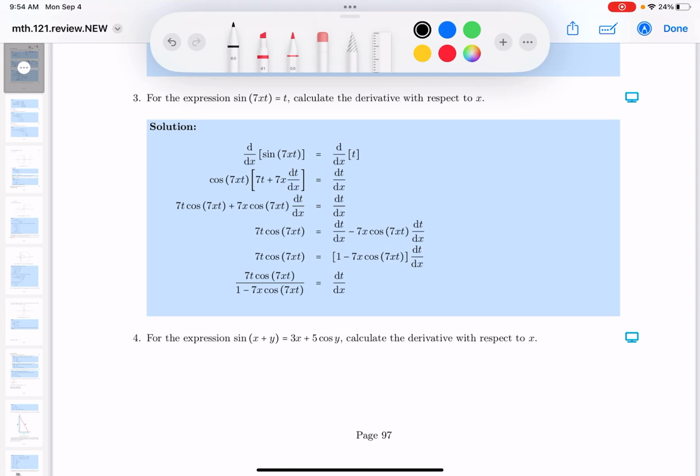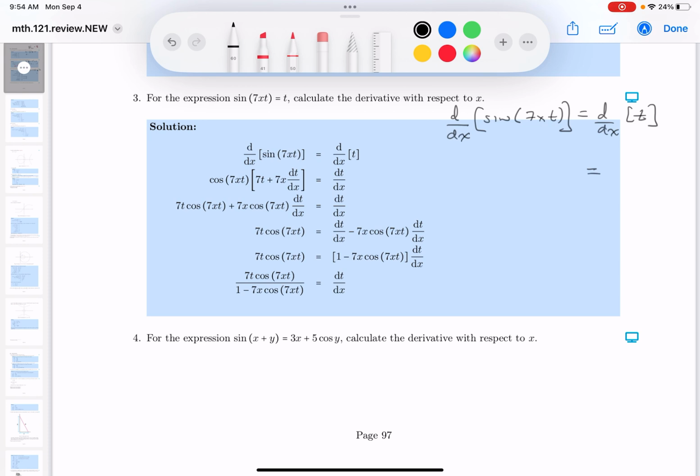Okay, for number 3, we have a relationship between x and t now, and they want me to differentiate with respect to x. Let me write this down. So I'm going to differentiate both sides of this equation with respect to x. This side I differentiate with respect to x, and the other side I differentiate with respect to x. x and t are variables.